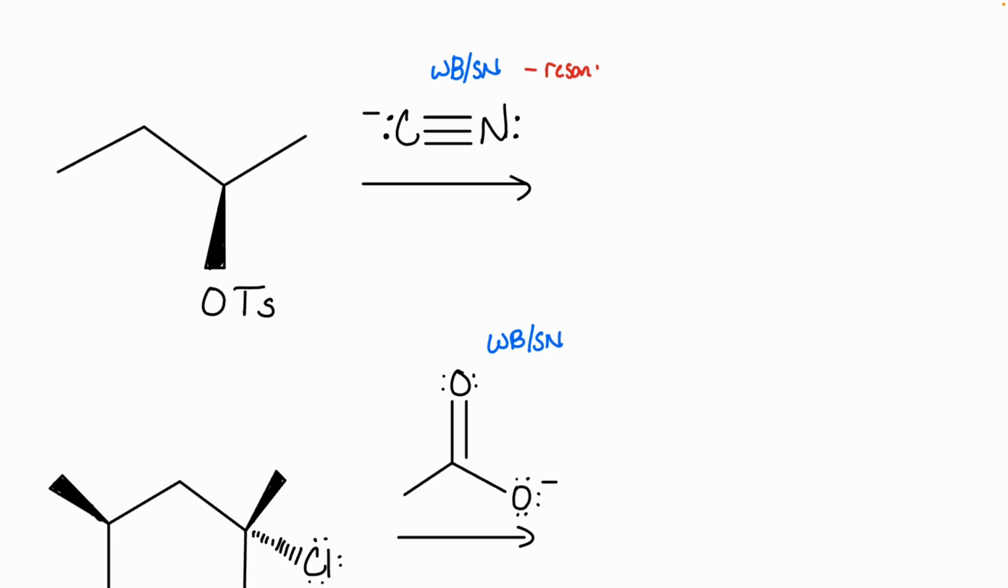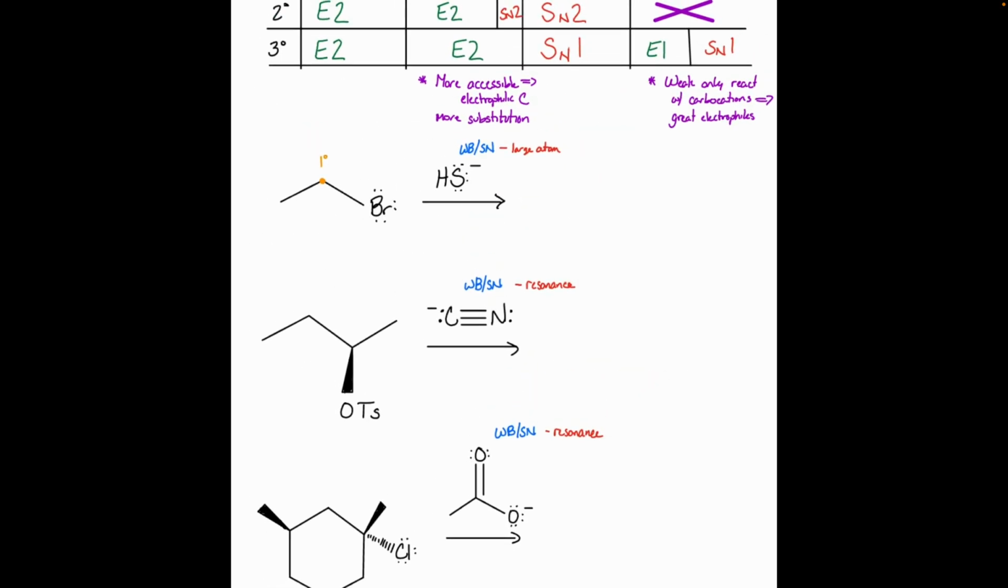Resonance stabilized. These are the two things that we've got to look out for that would have it fall in this particular category. We're looking for something negatively charged that's either attached to a large atom or is resonance stabilized. Both of those make them weak bases, both of which go back to our Fario rules.